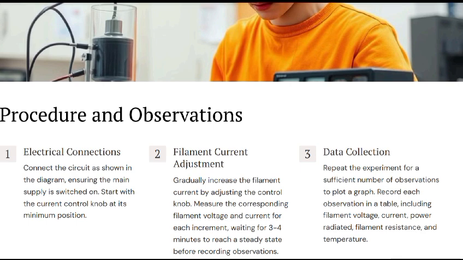Now, moving on to the procedure, firstly, we'll make the electrical connection as shown in the figure and the main supply is switched on. Now keep the current at 0 position by adjusting the current control knob at minimum. Secondly, now filament current I is increased and apply some filament voltage Vf by adjusting the current control knob one by one at 0.2 volt, 0.4 volt and 0.6 volt etc.